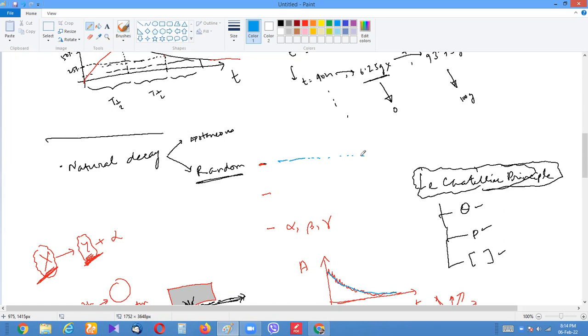The second aspect of the randomness is that if we pinpoint one specific radioactive nucleus, we cannot predict from earlier exactly after how much time it will undergo breakdown.